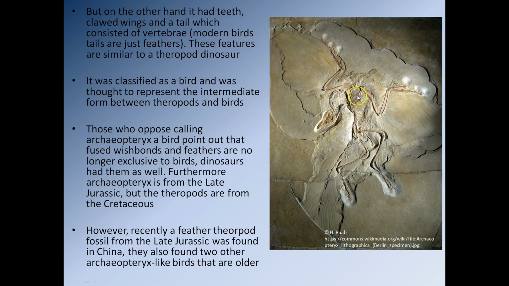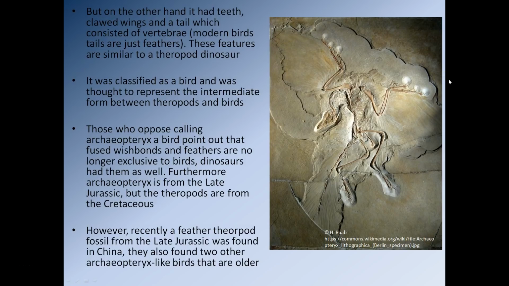And when we look at the collarbone located here, we can see it's fused. So if you eat roast chicken and you pull out the wishbone, that's essentially a fused clavicle. And that's something that birds have, and we see the development of the fused clavicle in these small theropod dinosaurs during the Mesozoic.